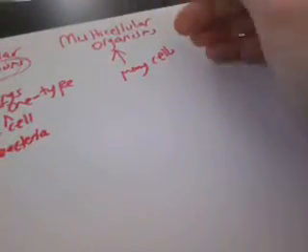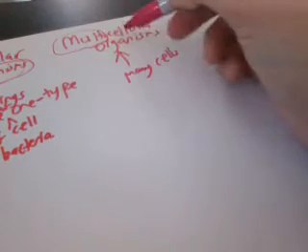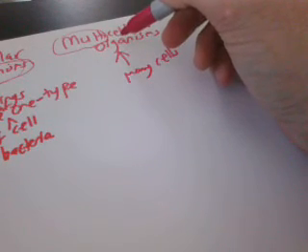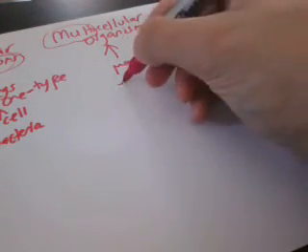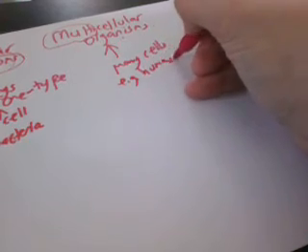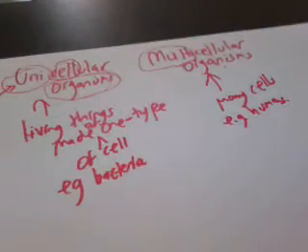Multicellular, think of multivitamin, which contains many vitamins. Multicellular organisms are living things with many cells, more than one type of cell. For example, humans. We contain many types of cells. So that's the difference between unicellular and multicellular organisms.